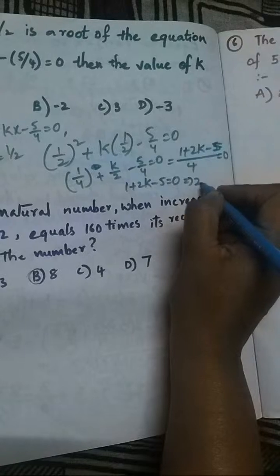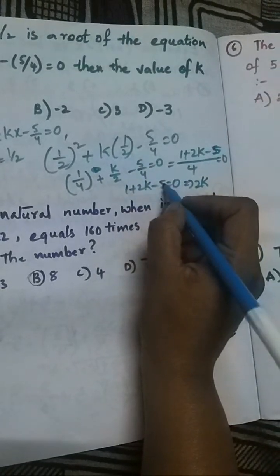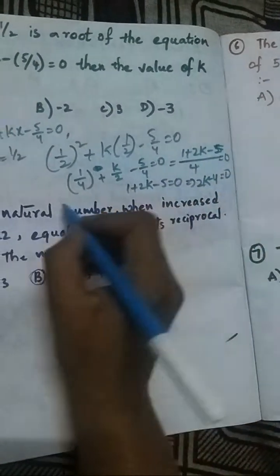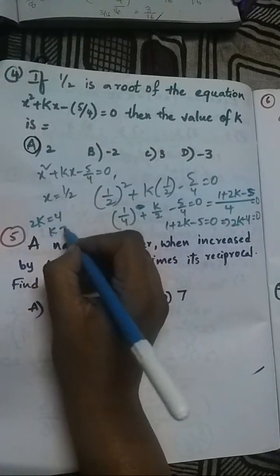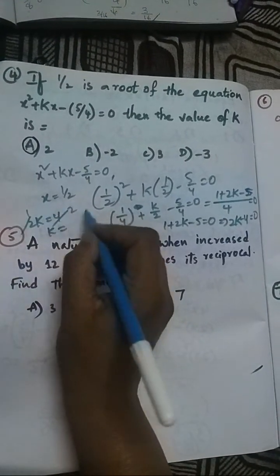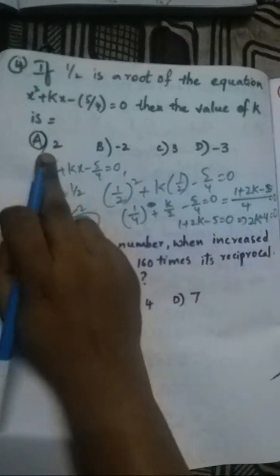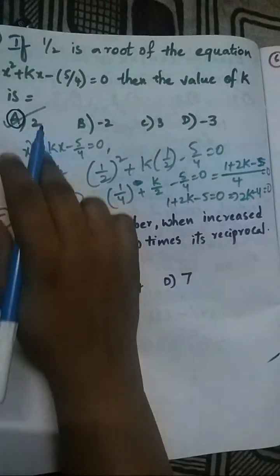2k equal to how much? 2k, and 5 and 1 are constants. Minus 5 plus 1 means minus 4, so 2k equals 4. K equals 2. 2 is the value of k. So the answer is A, option A, value 2.